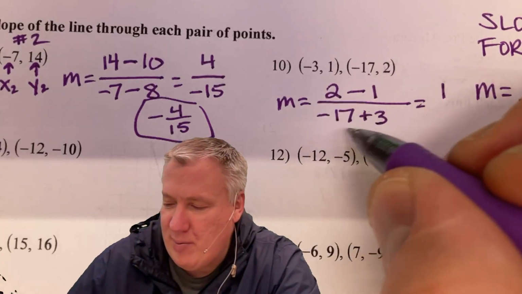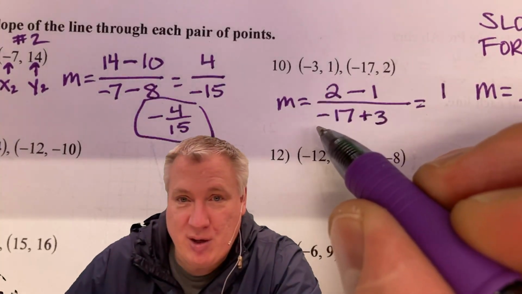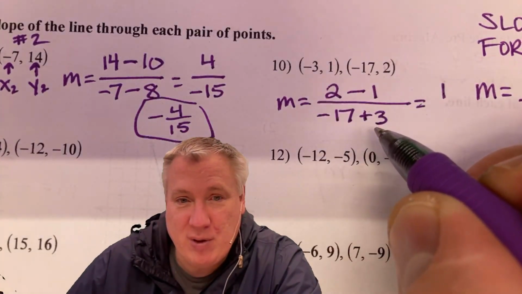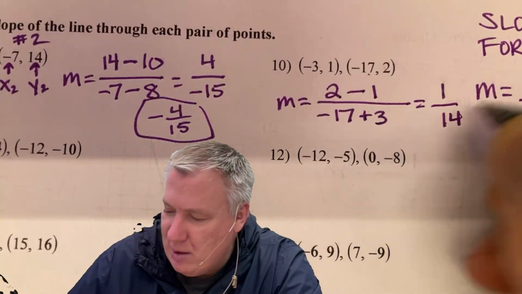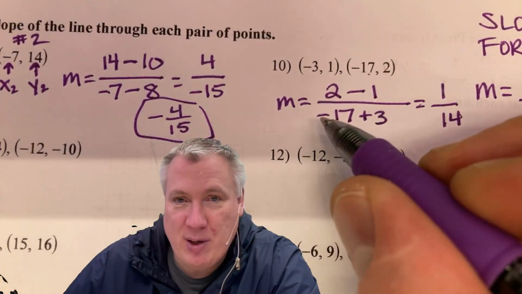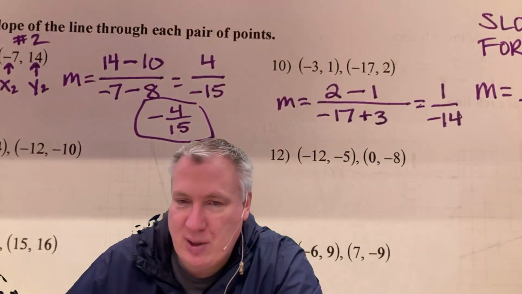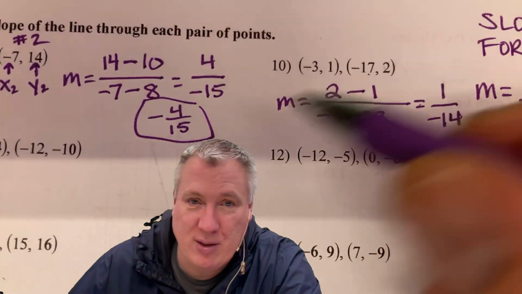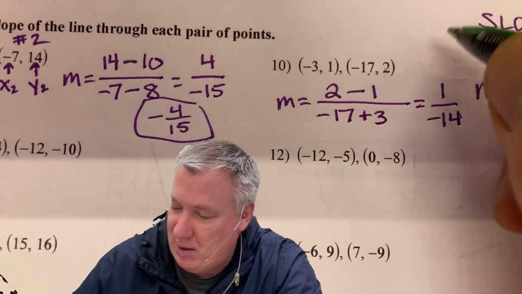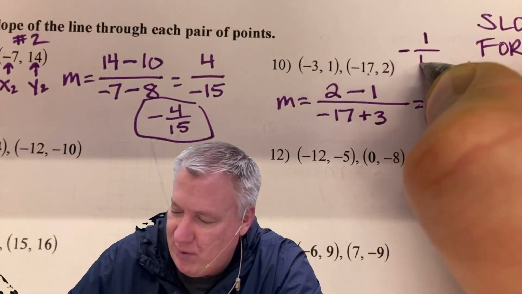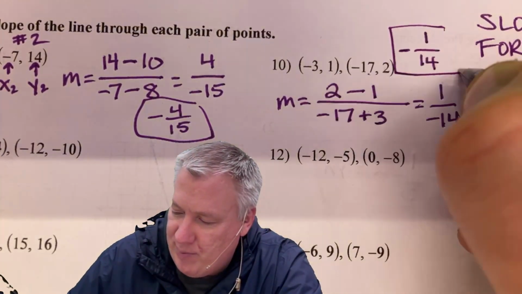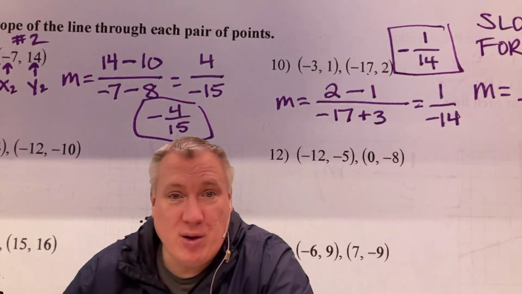And on the bottom, the signs are opposite. That's a negative, that's a positive. So I find the difference. The difference between those two is 14. And because this is the bigger one, it ends up being -14. So similar thing as over here. Now I just need to go, that's a positive divided by a negative. My answer is -1/14. Okay. And that's all you need to do.